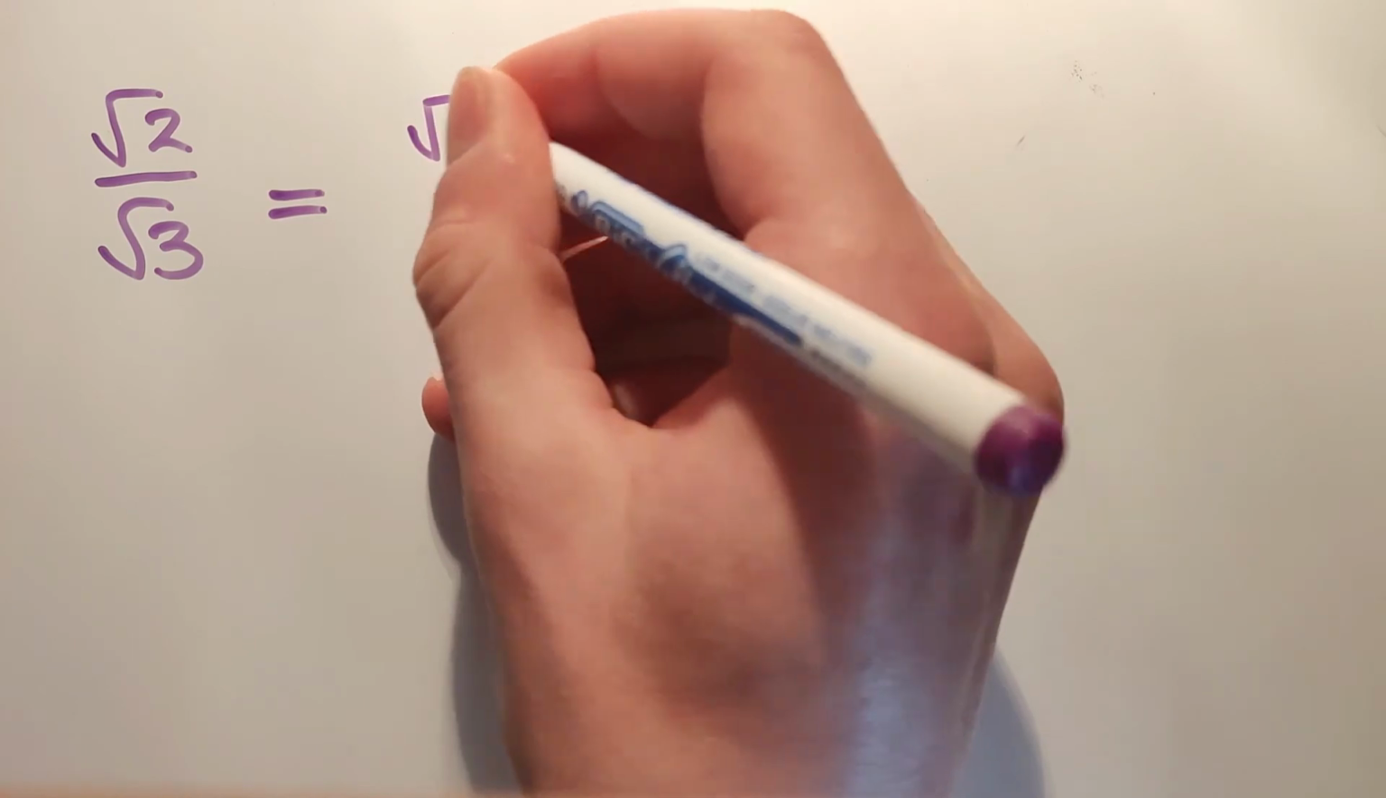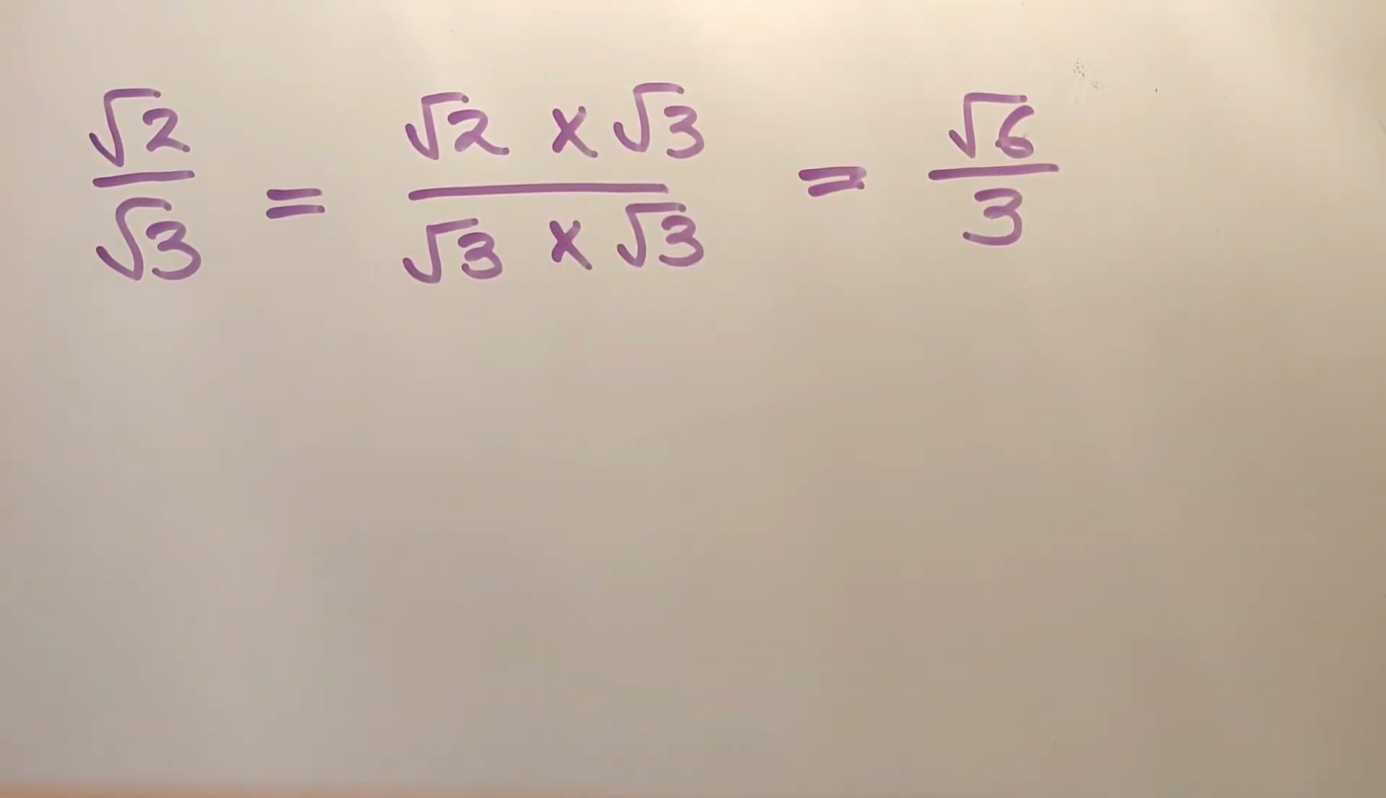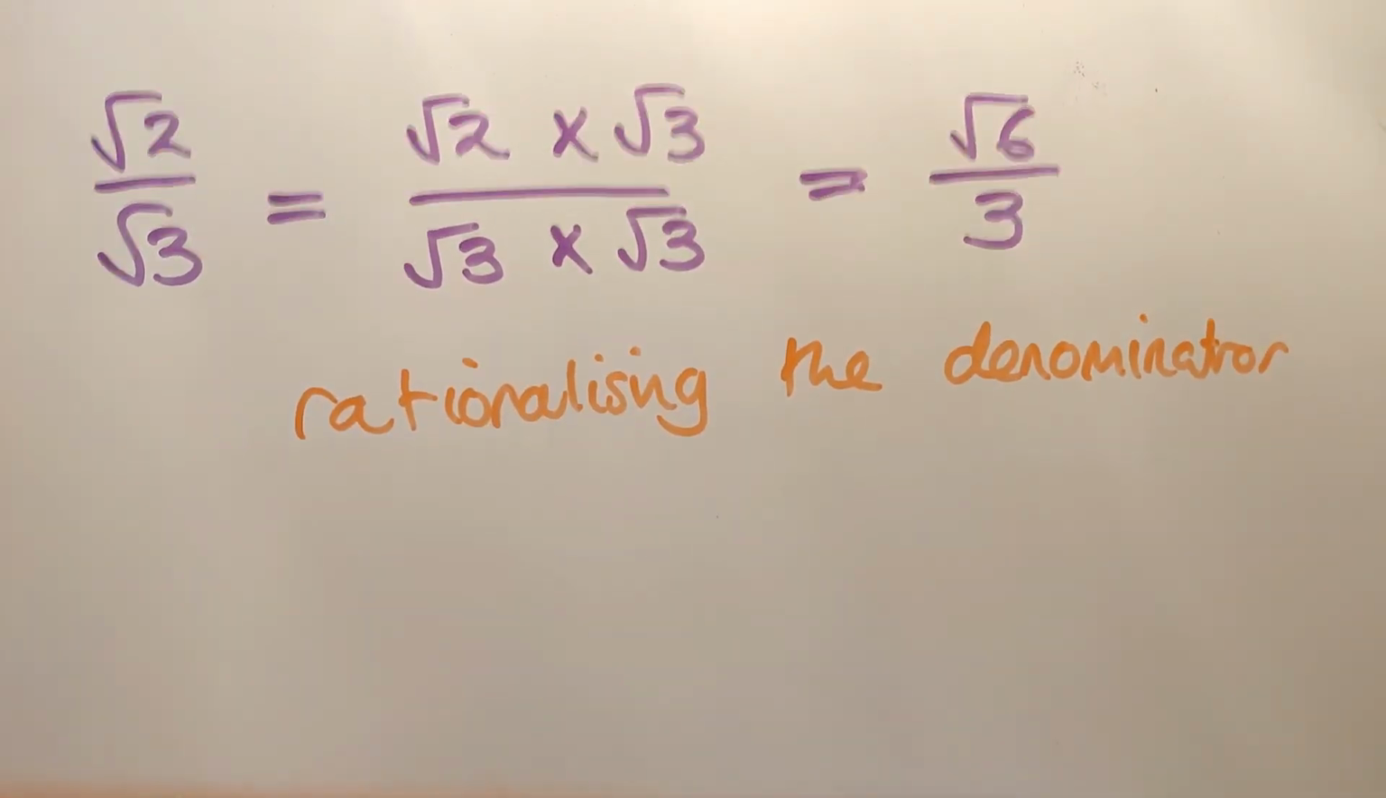Now onto a higher level topic of rationalizing the denominator. Multiply the fraction by the denominator, and this gets rid of the root on the bottom.